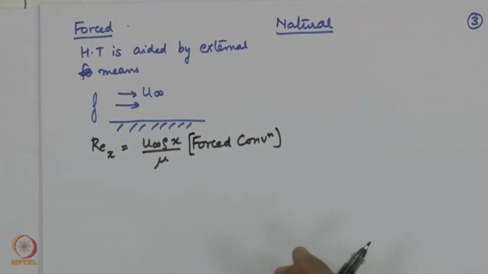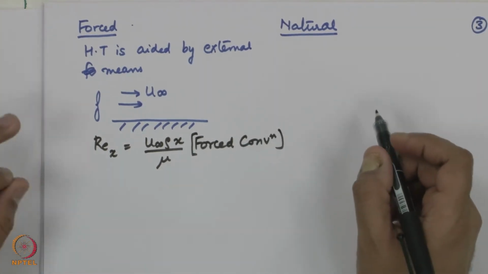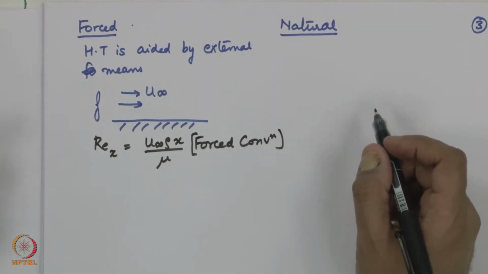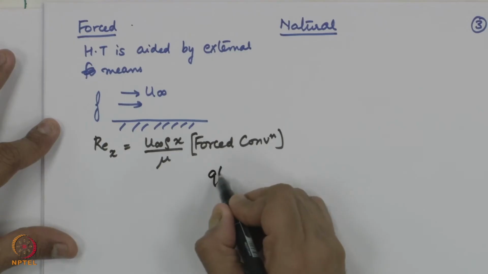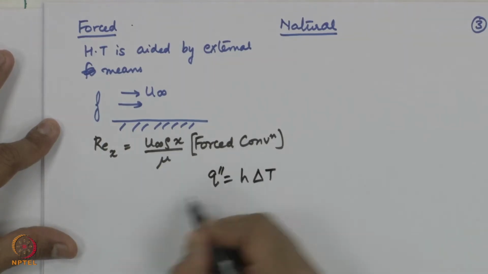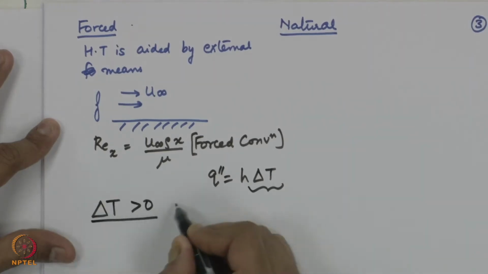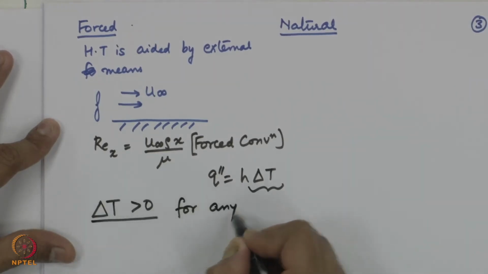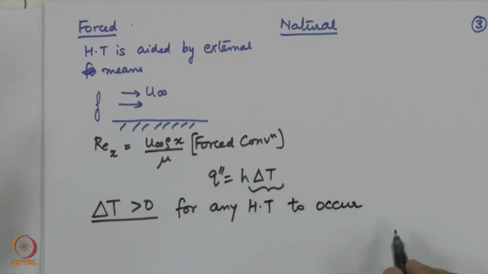Okay. This is very important, because in natural convection, what is natural convection? Where the heat transfer is not caused by any external means. Then how is it caused? So, the delta T, see, remember one thing, heat flux is h delta T. I need to have a driving temperature difference. Delta T should be greater than 0 for any heat transfer to occur. Okay. So, just as for flow to occur, pressure difference has to be there, similarly, for heat transfer to occur, temperature difference has to be there.